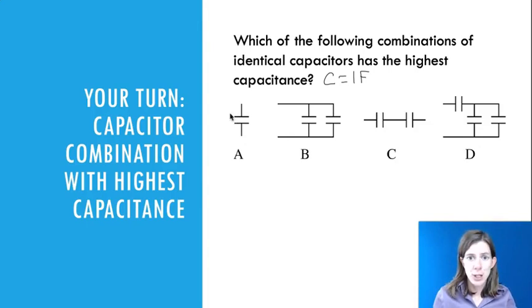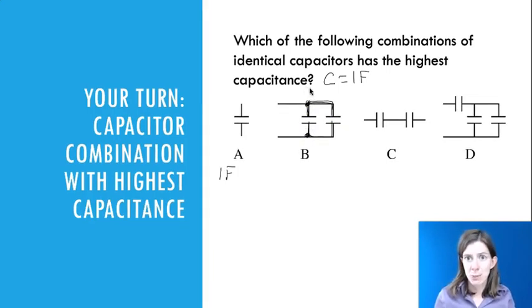So circuit A is just 1 farad. That's the equivalent capacitance. In B, are they in series or parallel? They are in parallel. You have the two capacitors connected. These two plates are connected with that junction in between, and the other two plates are connected with this junction in between and nothing else in between.